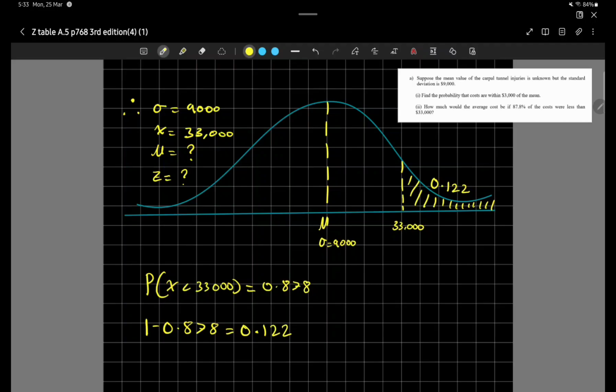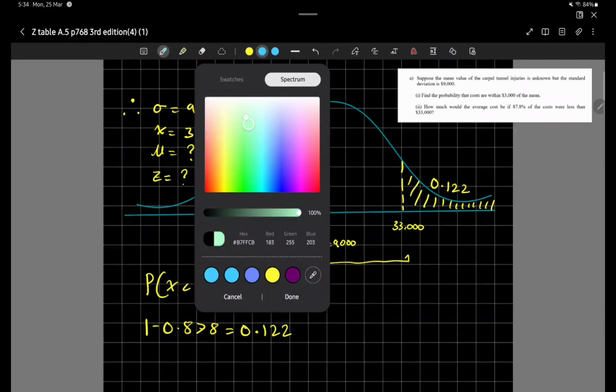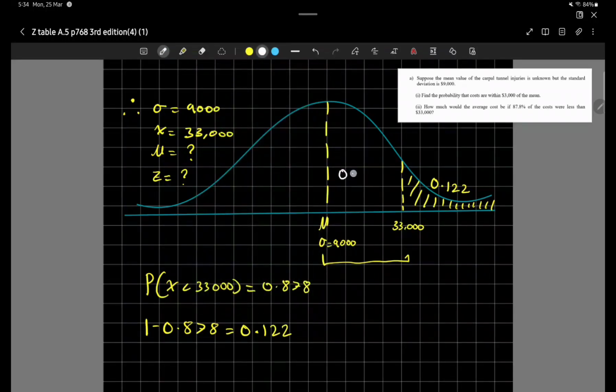But our Z table only gives us things to the right of the mean. So in order to use the Z table, we're going to have to take the 0.5 and then deduct the 0.122 to get 0.378.